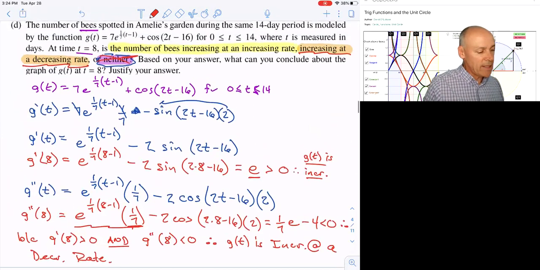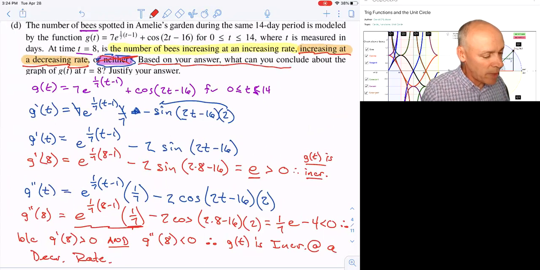Okay. Now I'm not done. I got this last part here based on your answer. What can you conclude about the graph of G at t equals 8?